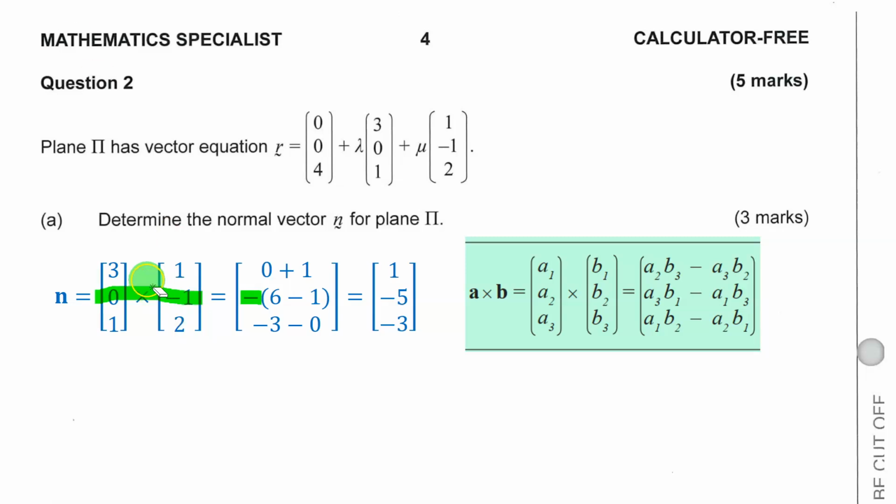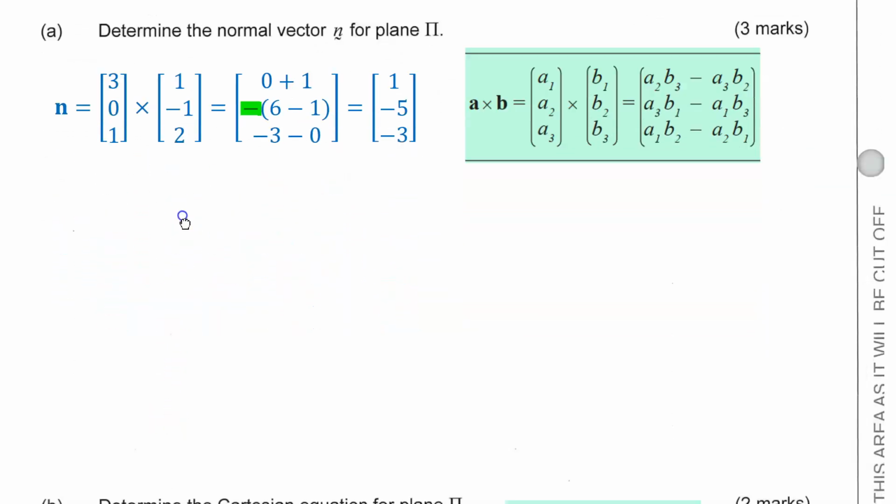And then for the last one, exactly the same on the bottom line. So I kind of cover up that with a pencil, and now we've got negative 3 take nothing is negative 3. So that's the first, let me erase that out of the way, and then come back to what we're doing. So that was the first 3 marks.